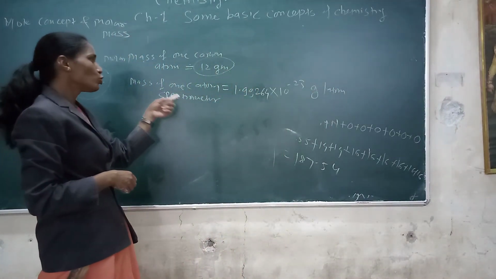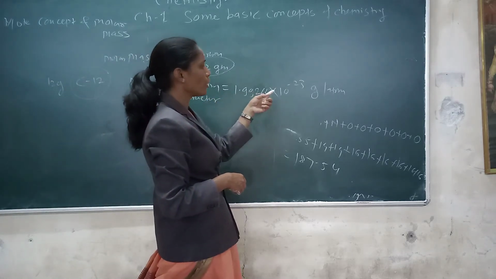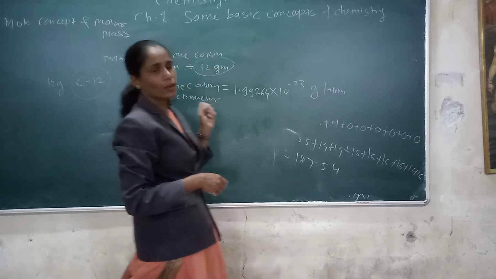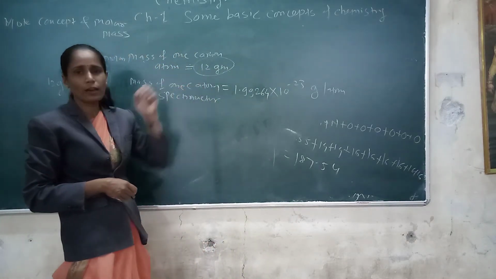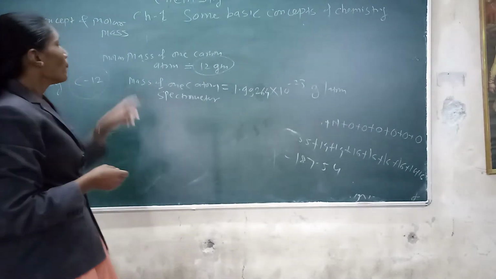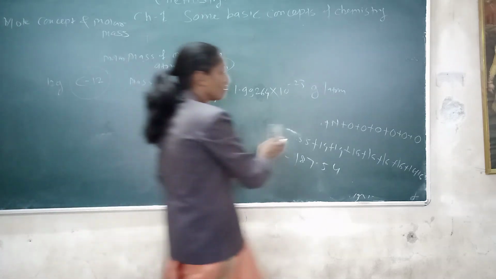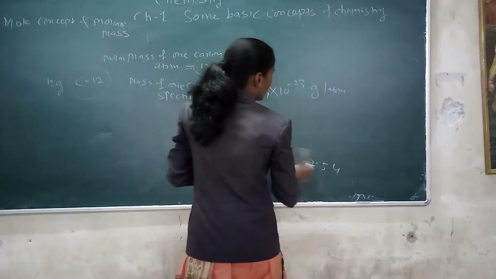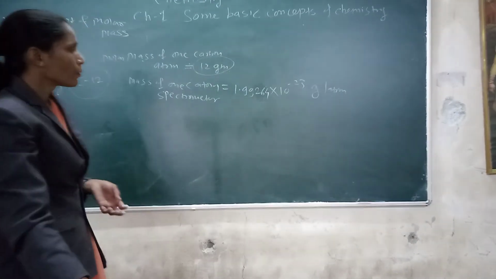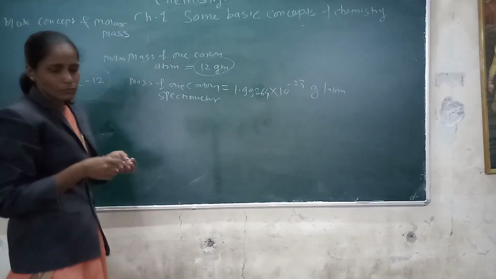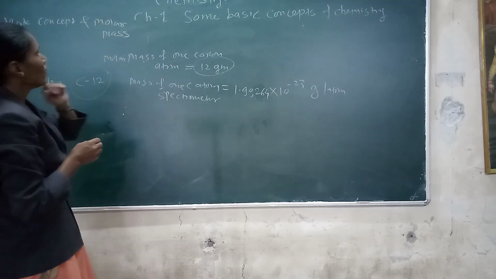The mass spectrometer shows the weight of a carbon atom is 1.99264 into 10 raised to minus 23 gram, and the molar mass or atomic mass of carbon is 12 gram. By this calculation, we solve for the number of atoms present in 1 mole of particles.